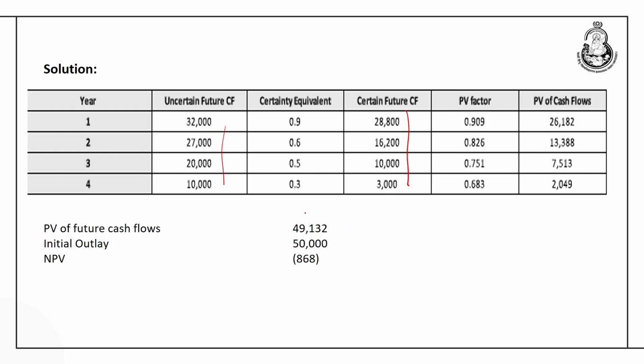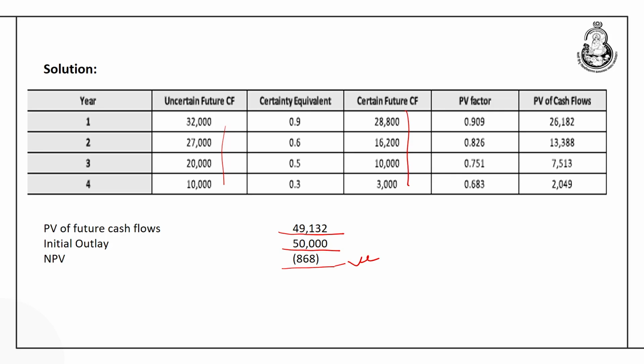So, we get 49,132 as the present value of future cash flows, and from this if we subtract 50,000, that was the initial investment outlay, we find that the project is giving minus 868, and since this figure is negative, we are going to reject the project.